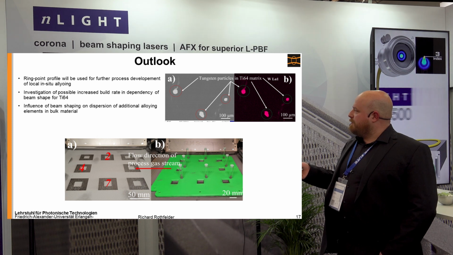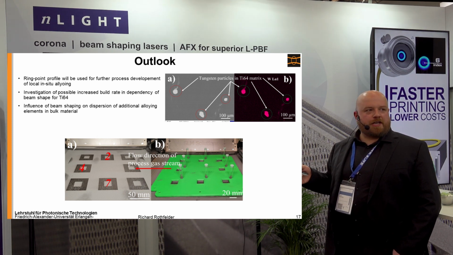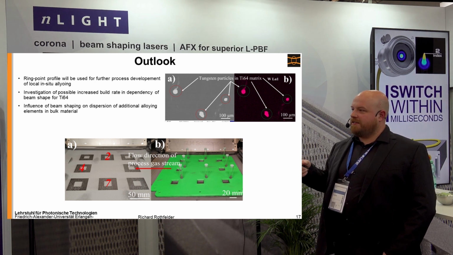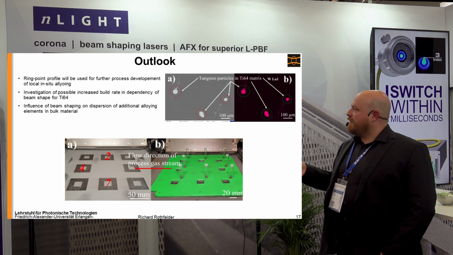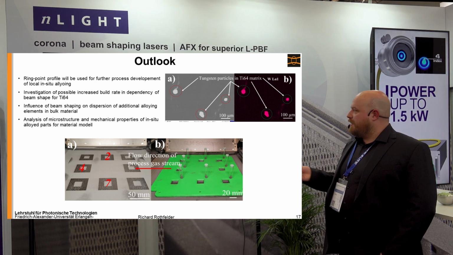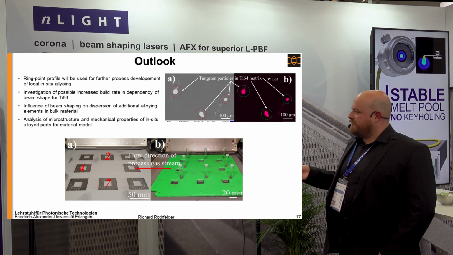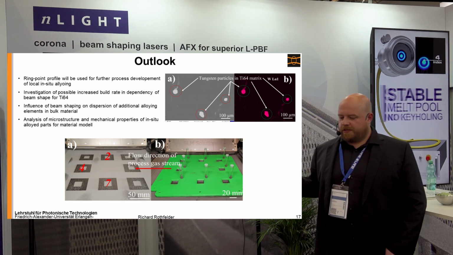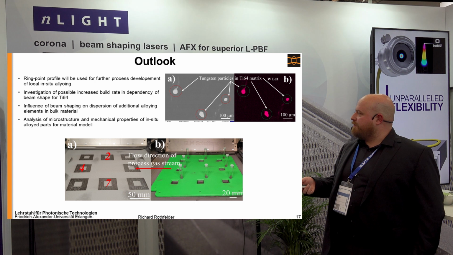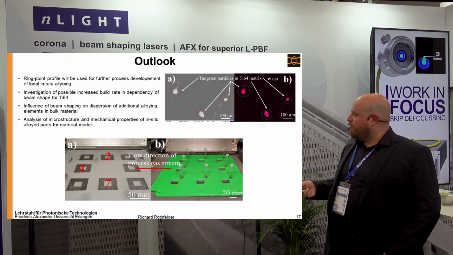And the influence of the beam shaping on the dispersion of the additional alloying elements in the bulk material will be very interesting, where we look at how far our additional alloys travel in the solidified part when we compare a Gaussian to a ring-shaped beam. And the analysis of microstructure and mechanical properties of in-situ alloyed parts for our material model, where we then will simulate the necessary strength of the forming operation to finish the complete idea of B5.